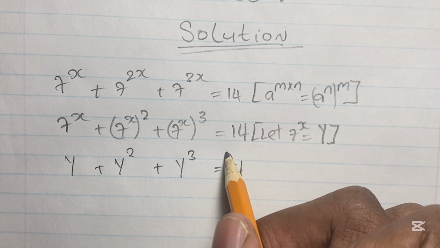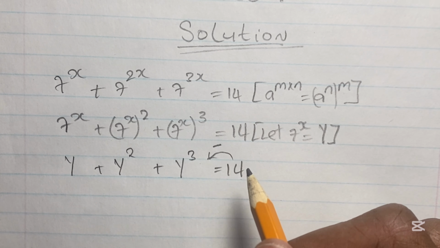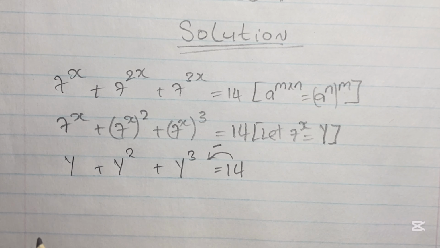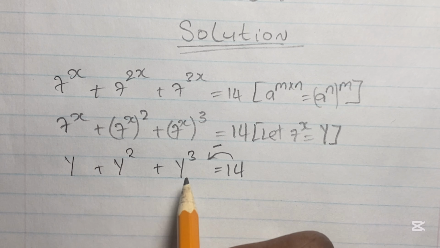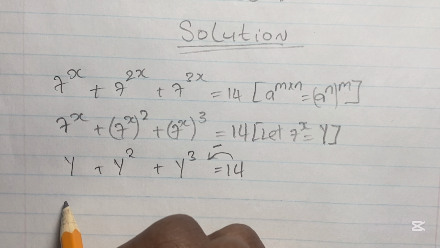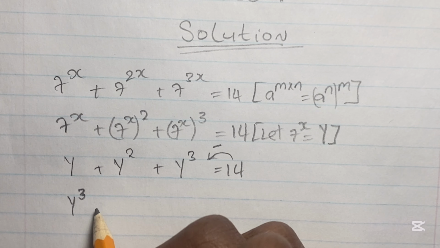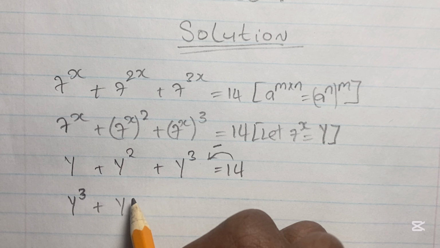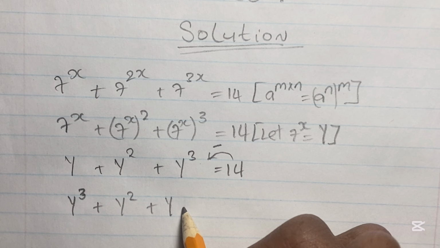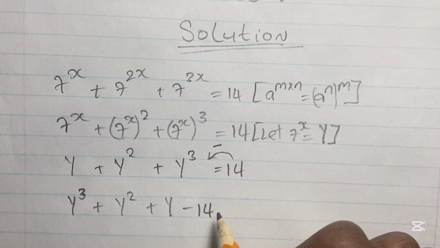Now from here we can take this 14 and bring it to the left hand side of the equation, so it will become negative 14. We will also rewrite our equation having y cubed at the front, so we'll have y cubed plus y squared plus y minus 14 is equal to 0.